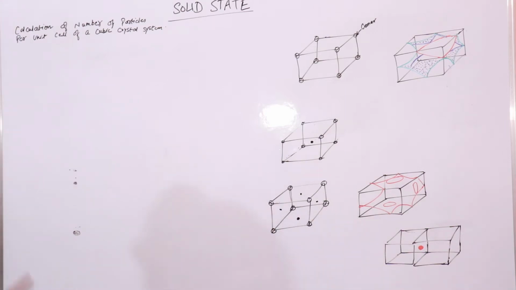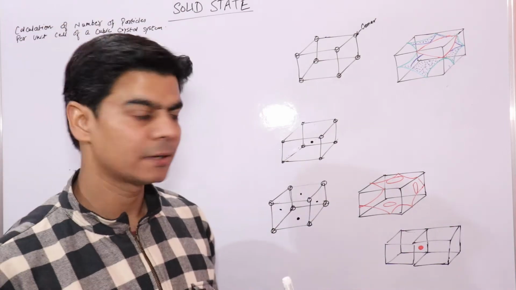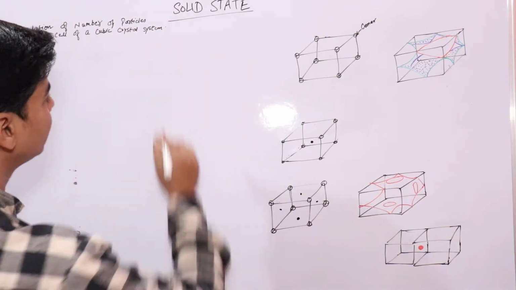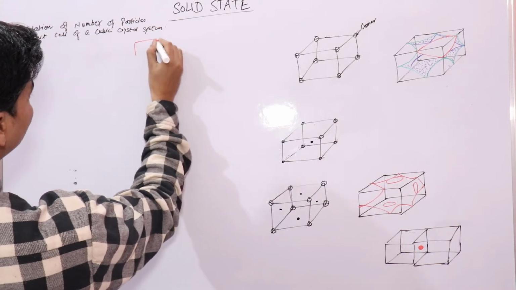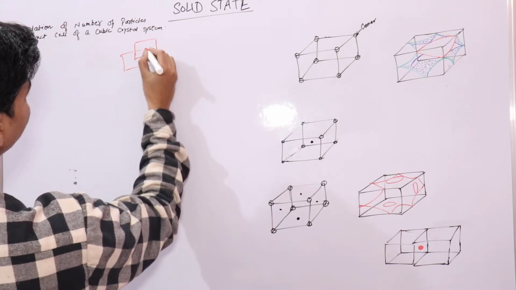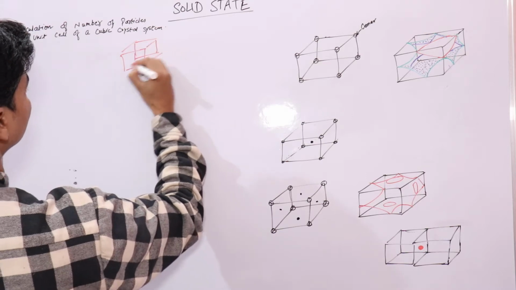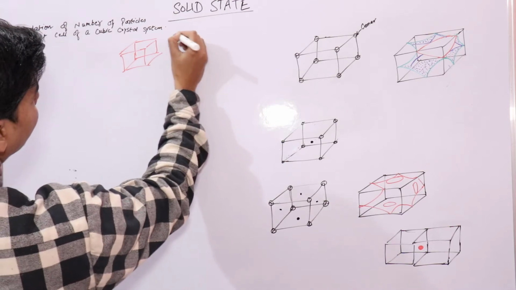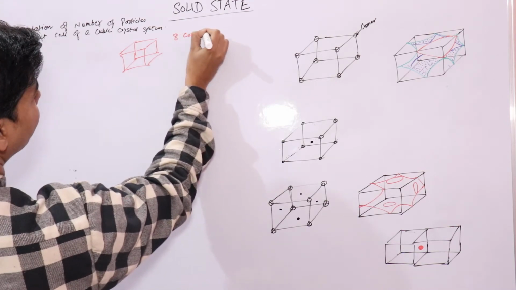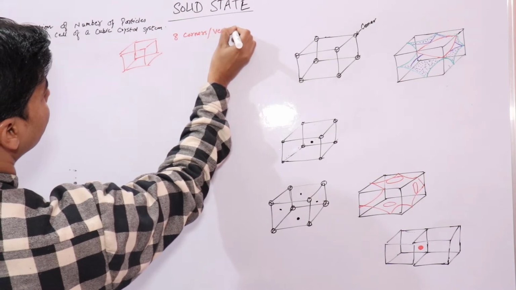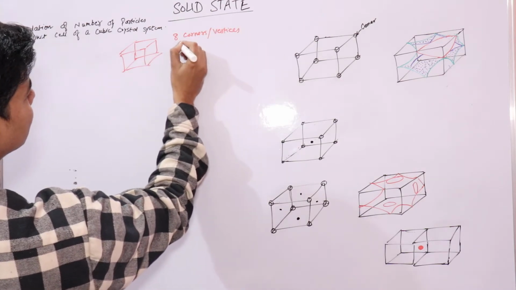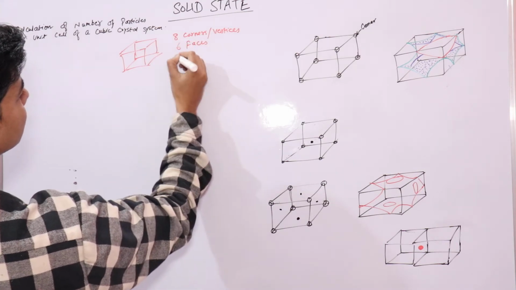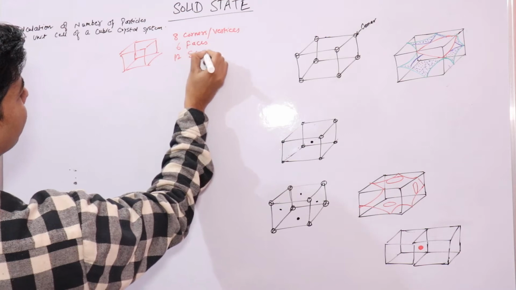Now before we go ahead, now we know what a unit cell is, let's talk a little about this cube. Let's look into the little geometry of a cube. This is a cube. Now a cube has 8 corners or vertices, 6 faces and 12 edges.